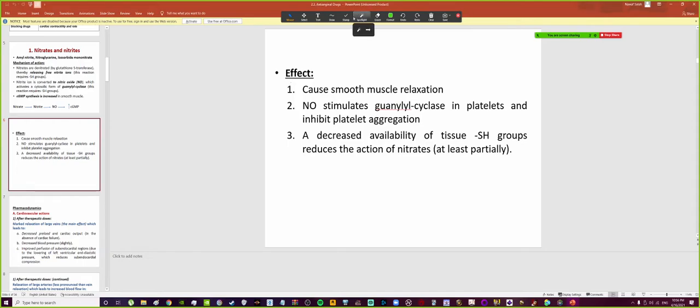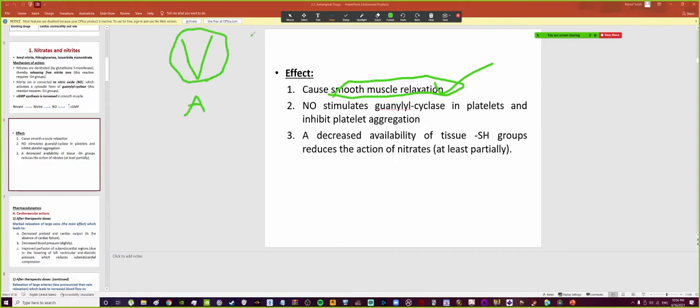The effect is, as we said before, smooth muscle relaxation everywhere, by the way. Not just in the blood vessels, but everywhere. And if you want to know, in terms of blood vessels, it causes smooth muscle relaxation mainly in the veins. Nitrates can also act on the arteries, but mainly it will be on the veins because they contain more guanylyl cyclase enzyme than the arteries, okay?